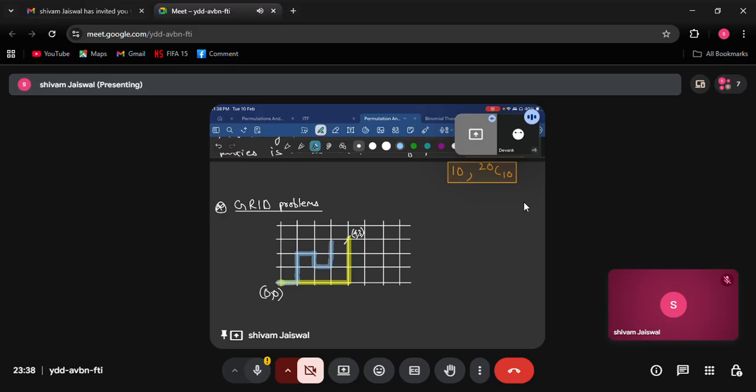Can this be a shortest path? Or has he taken a long route? He has taken a long route, right? Unnecessarily he's coming back, wasting his time. So this is another way of reaching 4 comma 3.